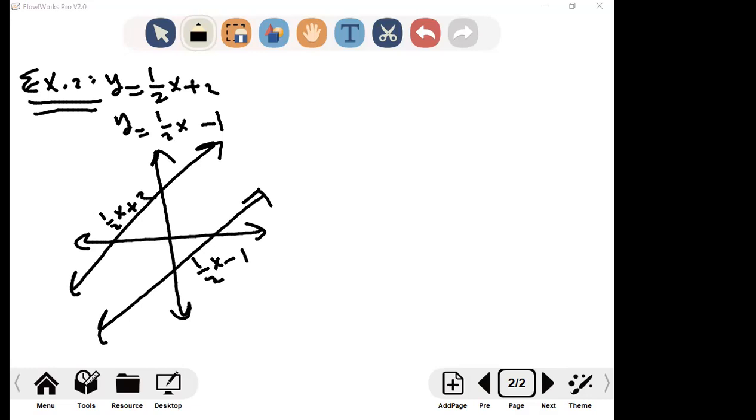Which means what's the type of it? Consistent or inconsistent? Inconsistent. So the book said, since the graphs of these two lines are parallel, there is no solution of the system. Therefore, the system is inconsistent. Done? Is it clear, guys? Let's do the check together.